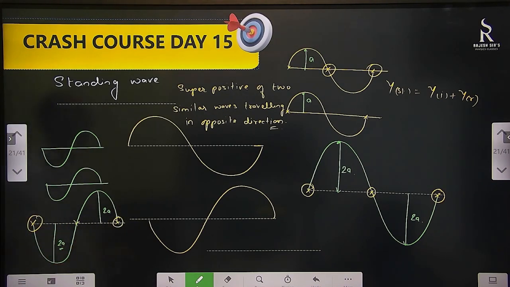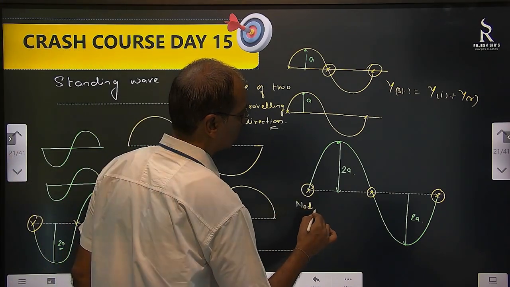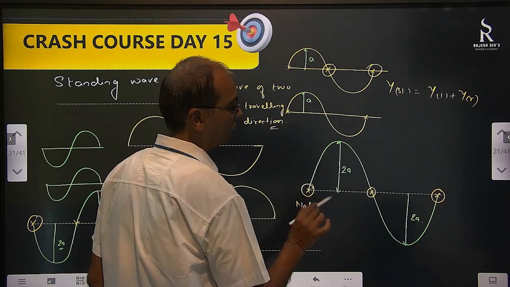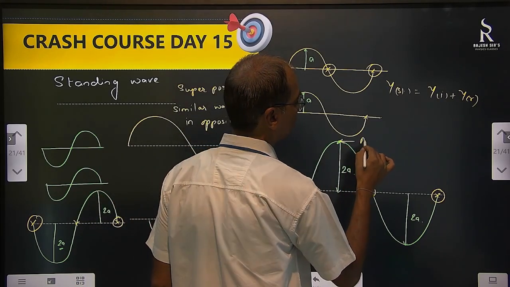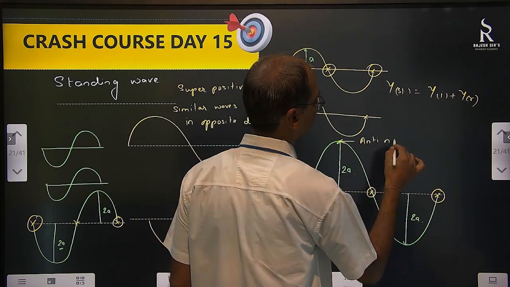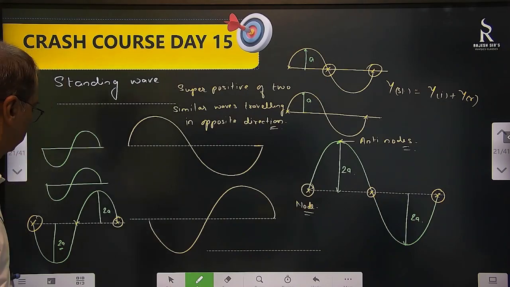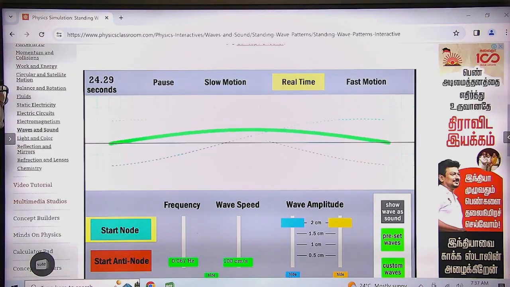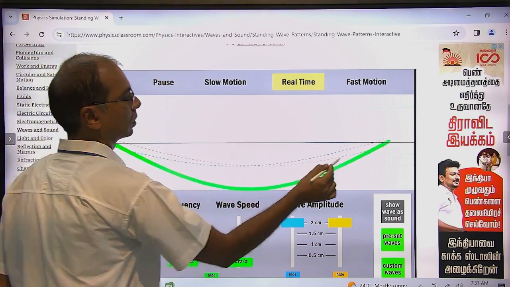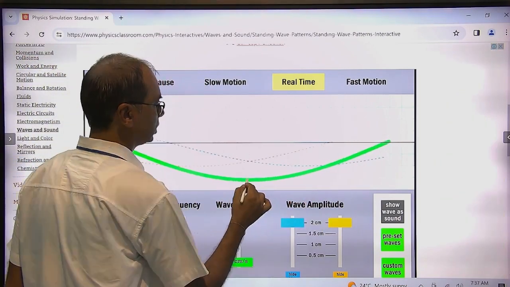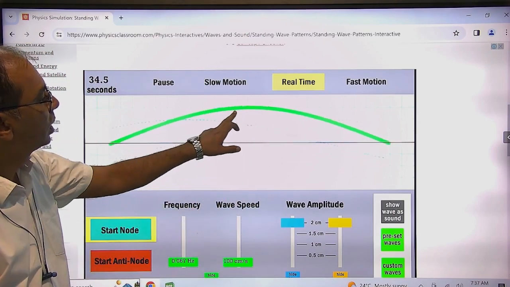So these are called what? These points are called nodes, which always remain at rest. They are not at all moving. And the particle which has maximum displacement, we call antinodes. This is an antinode. Let's see. Okay, so in this one, these are nodes here. This is a node and this is a node, whereas this is an antinode here. So this point only has maximum amplitude.